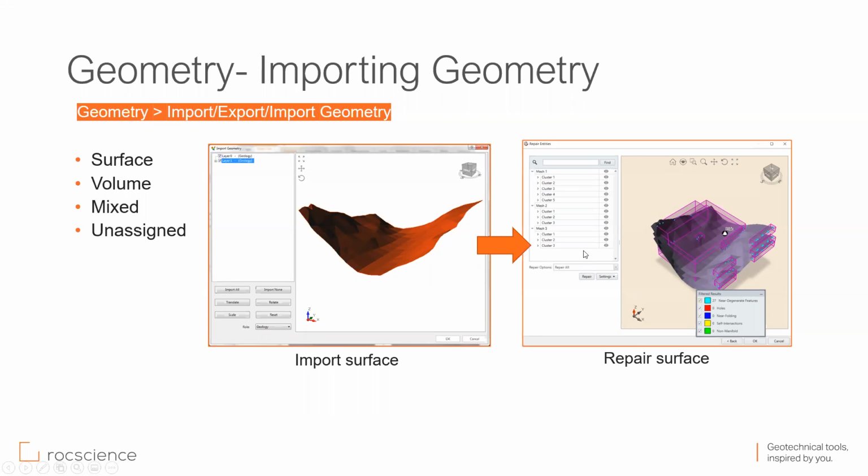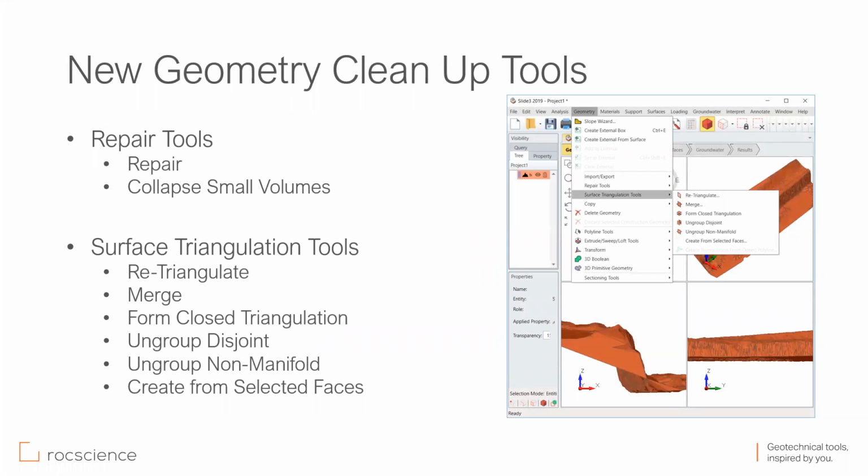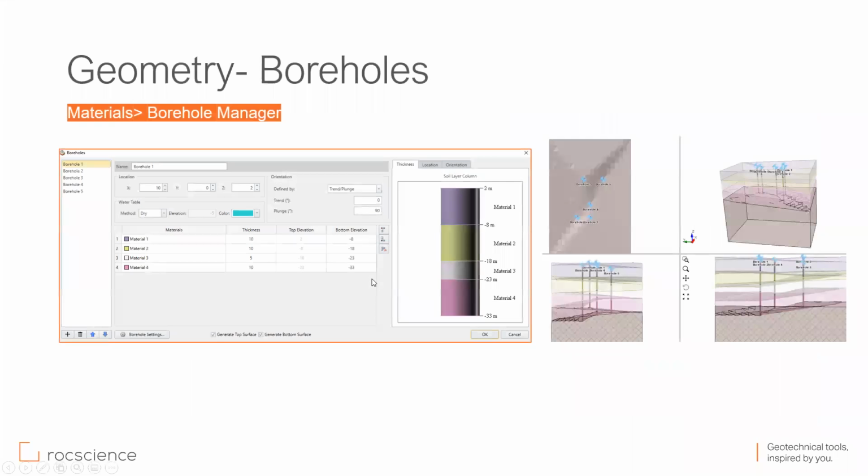Slide2 and RS3 are among the few commercial software packages that have something built in called repair tools, so you can actually repair whatever you bring to the software. You don't need to take it to third-party software, repair it and bring it back to our software, which is very unique. In general, our geometry tools are very strong for 3D analysis. Also, as you know, you may have boreholes from your field to create the layering of your soil profile. In most of our software packages, we have a tool called Borehole Manager where you can define the thickness for each material for different boreholes, and the software automatically creates your profile for you, which is very unique as well.